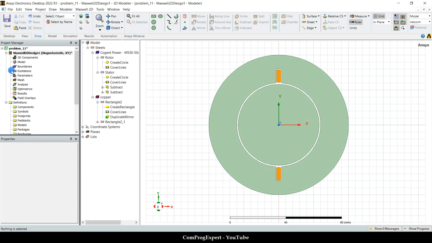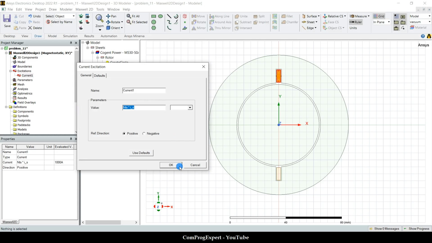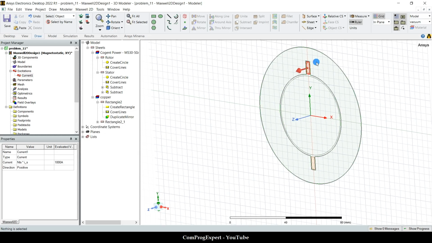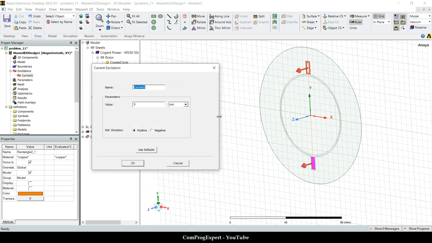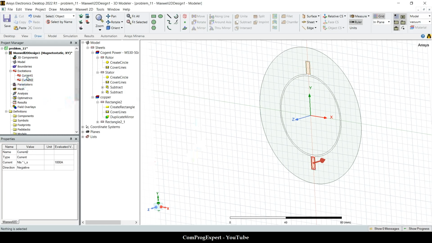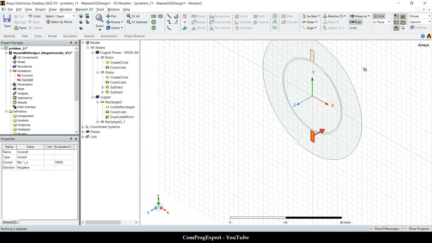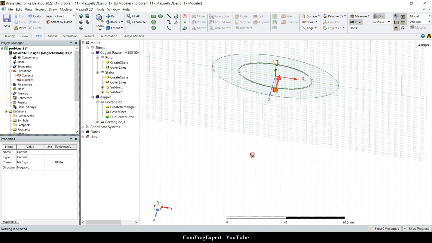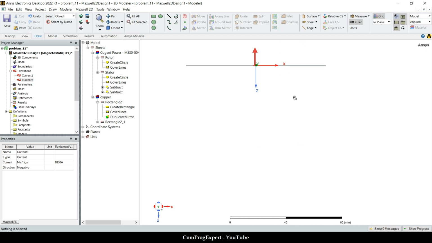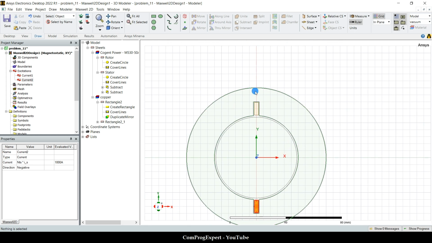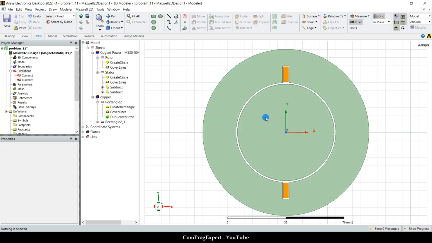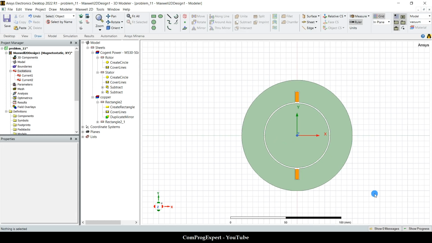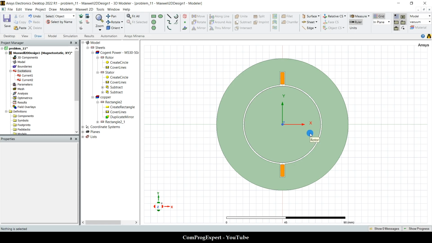We will check the field. So the direction of the current is out of the paper, and for this coil arm, again, we should define excitation. The direction is into the paper. Yes, out of the paper, into the paper. The direction of the field generated by the stator coil will be in the direction of the x-axis. Anyway, how can we generate the enclosure and solve the problem?